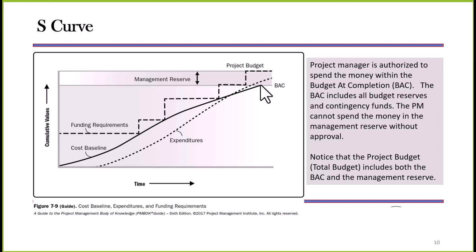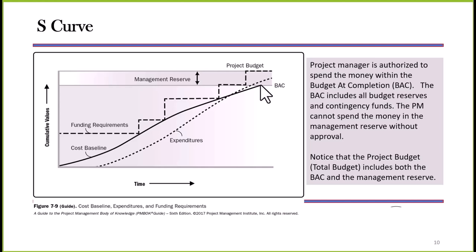But what we see in this S-curve is we have exceeded the BAC and we are having to draw from the management reserve. The management reserve is normally reserve money that management has set aside should cost overruns occur.